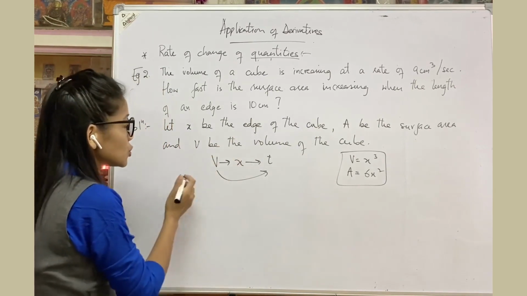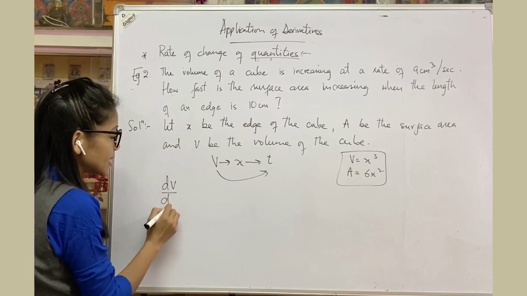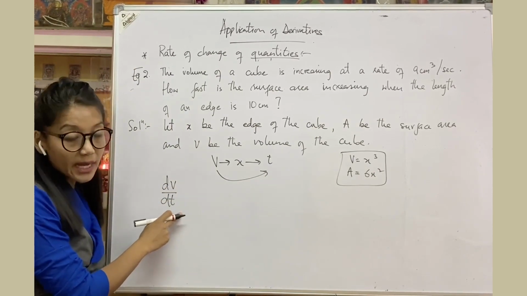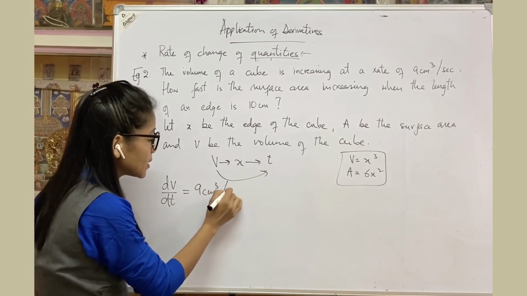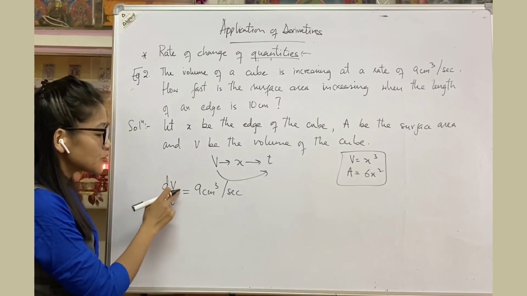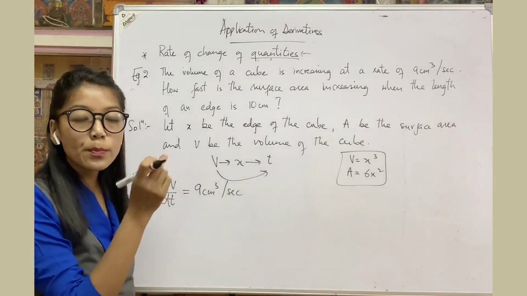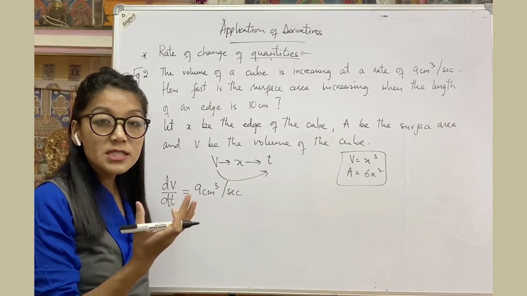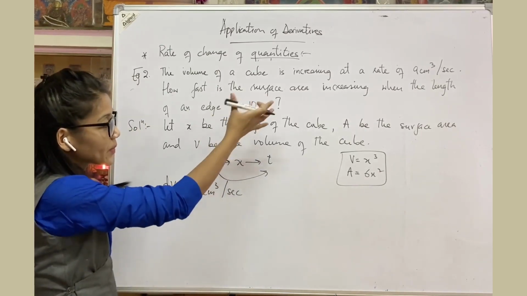Okay, so now we are given dV by dt. That is the rate of change of volume with respect to time, which is 9 cm³ per second. So dV by dt means the rate of change of volume with respect to time is 9 cubic centimeter. So per second the volume of the cube is increased by 9 cubic centimeter. So this is what actually it is.